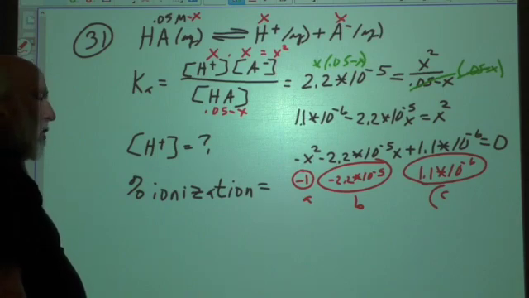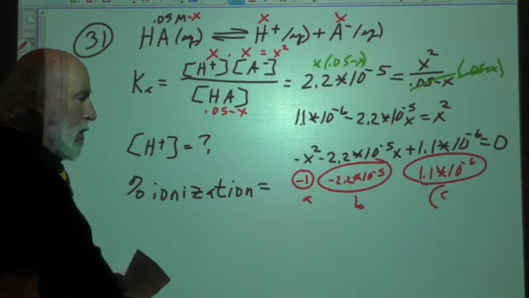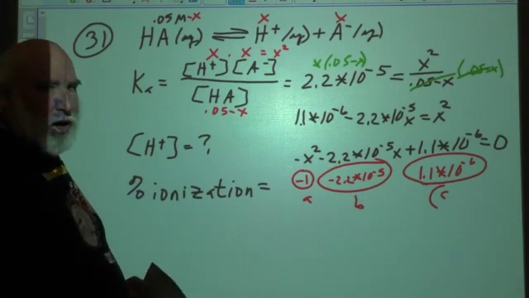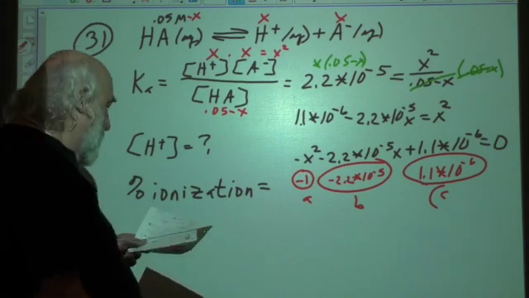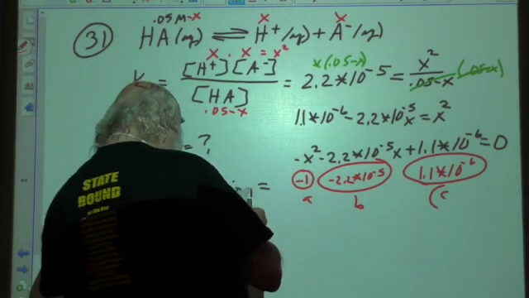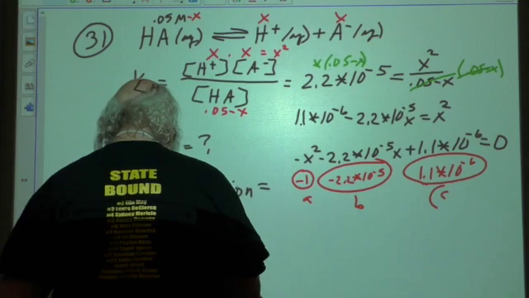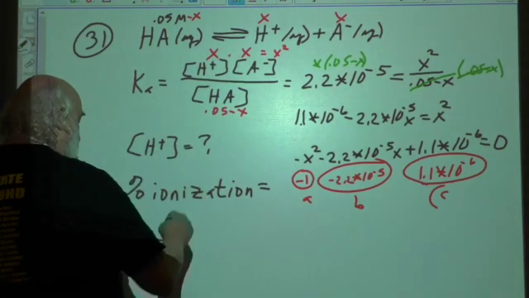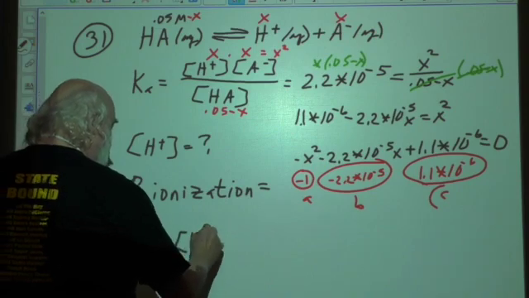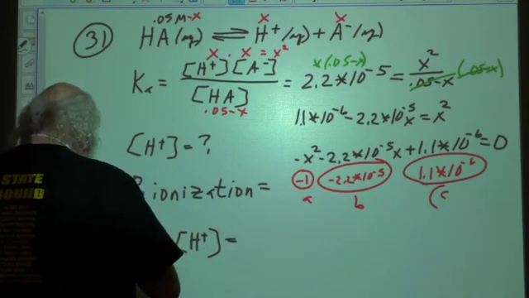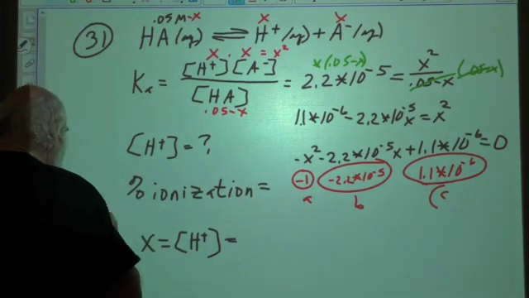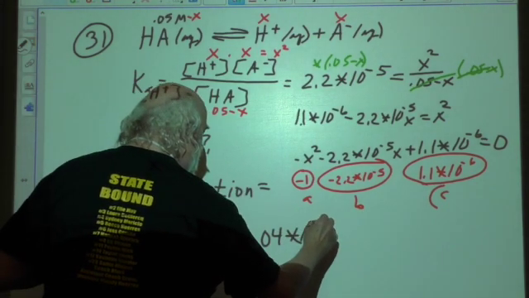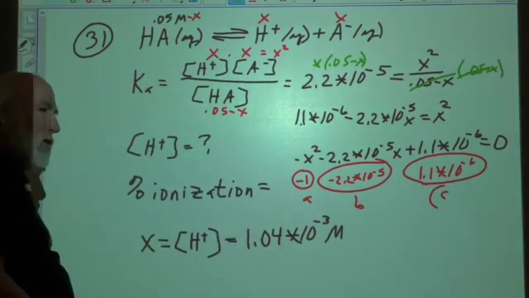Quad form that thing, and you're going to get two answers. A negative answer and a positive answer. Quick tip. There's no such thing as a negative concentration, so you ignore the negative answer. The positive answer you get out of this is x, which we've already established as a positive. And according to what I have here, that is equal to 1.04 times 10 to the negative 3 moles per liter.